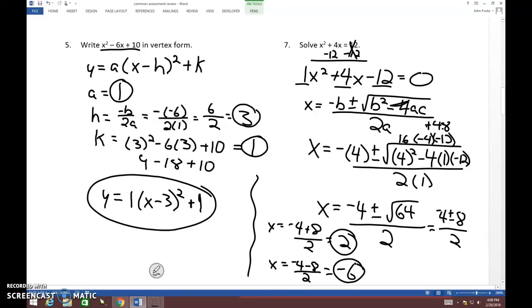So two simple solutions, but we do need to make sure we know how to do that in case there is a non-calculator question on the test. So make sure you know how to do the quadratic formula in case you do not have a calculator.